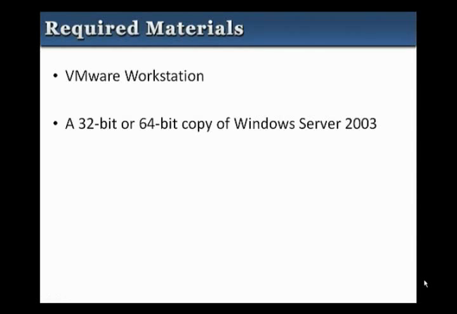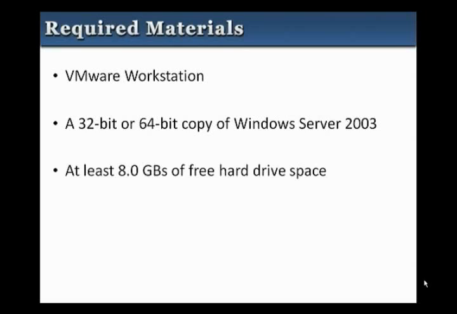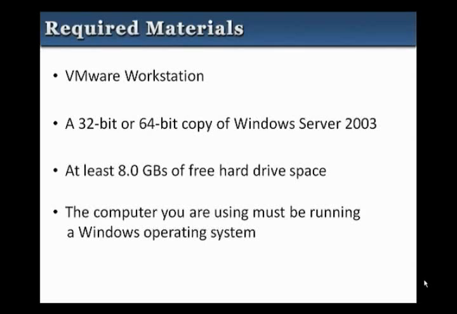For this tutorial, you'll need to have the following. First, you'll need to have VMware Workstation installed. I'm using version 6.0. You will also need to have either a 32 or 64-bit copy of Windows Server 2003. If you're using a 64-bit copy, you'll need to download the processor check for 64-bit compatibility on VMware's website. This will check to see if your processor is capable of running a 64-bit guest OS. Also, you'll need to have at least 8 GB of free hard drive space. Finally, the computer you are using will need to be running a Windows operating system.